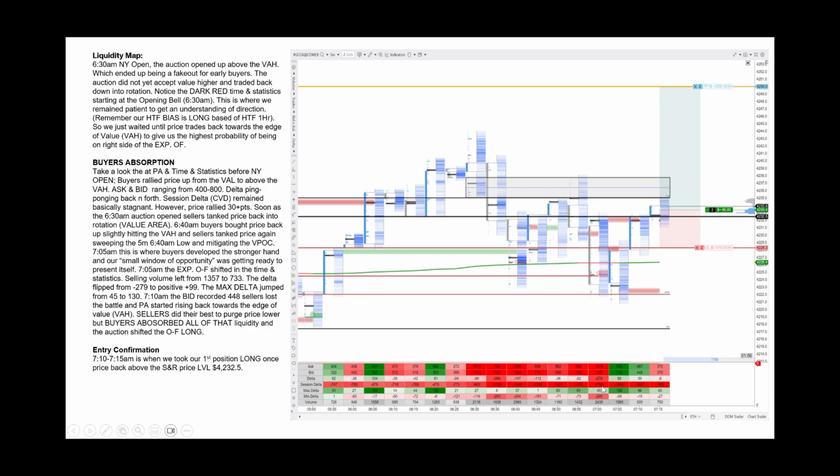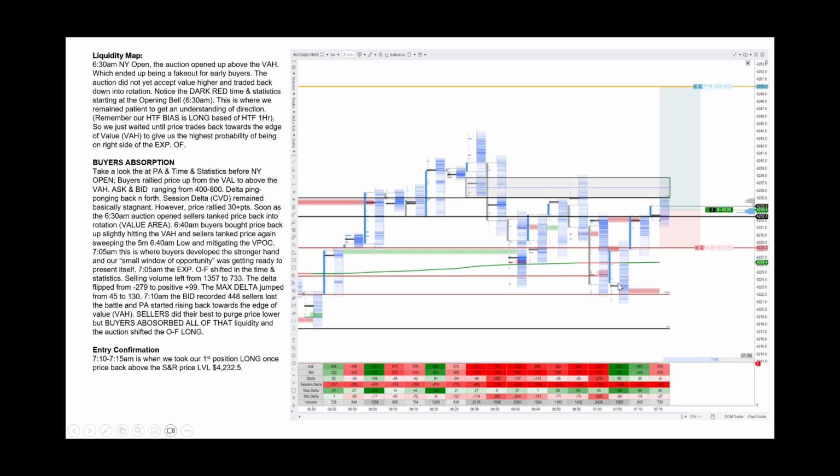Now the max delta is how strong at one point in time the aggressive buying was in a bar. So in this 7 a.m. candle, it printed only 45. The next candle, it doubled. No, it even tripled, to a dark shade of 130, as you can see right here. So that's letting us know buyers are really pushing and lifting the offer, looking to take the auction higher.